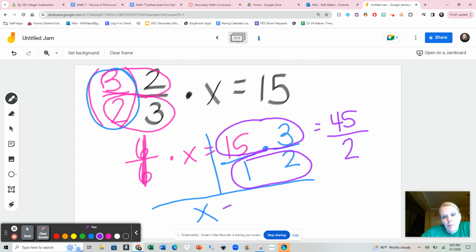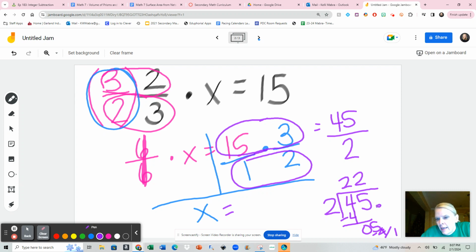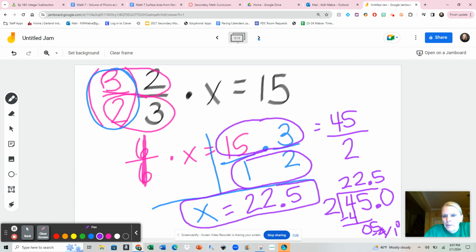Now that's an improper fraction, so we're going to divide 2 into 45. Two goes into 5 2 times. I'm going to run out of space. With the leftover of 1, so we've got to annex that 0, add the decimal, and the answer is 5. X is equal to 22.5, or 22 and 1/2. And that's how it's done.